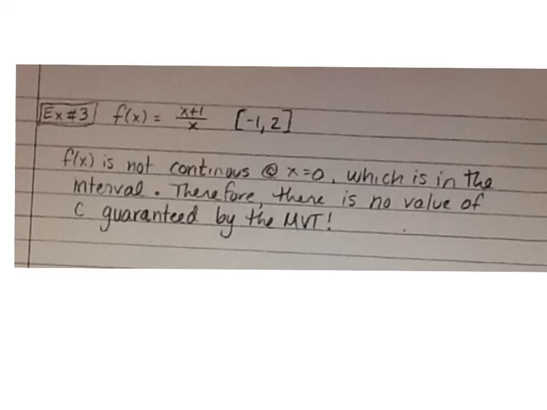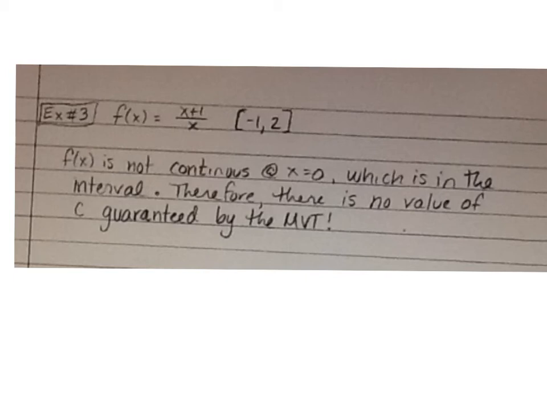For example number 3, you have a rational expression, x plus 1 over x, on the domain negative 1 to 2. And for this one, I cannot use the mean value theorem to find a value of c. And the reason is this is not a continuous function, nor is it differentiable over its entire domain from negative 1 to 2. The function is not defined at 0. So since x equals 0 is not in the domain, I cannot use the mean value theorem. So therefore, there are no values of c guaranteed.